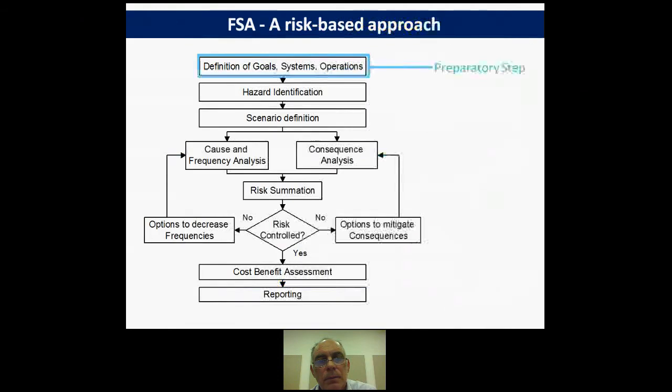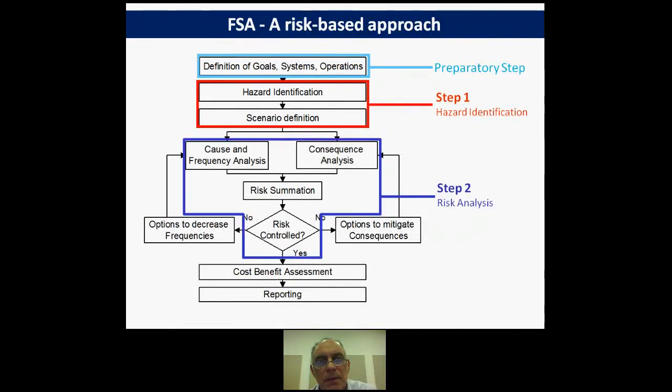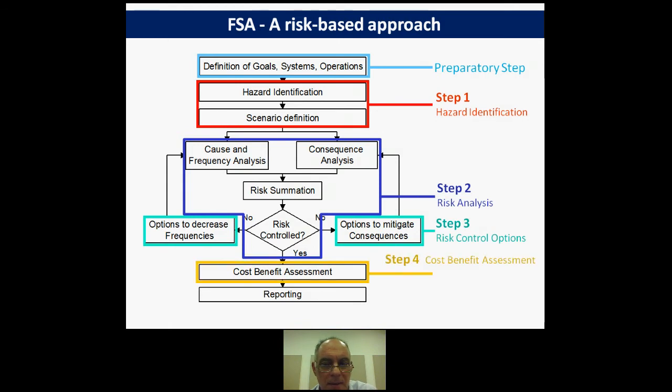Again, the different steps involved in the FSA approach. This is something which is well publicized by classification societies. This is standard, but it shows a clear classification and presentation of the steps involved.